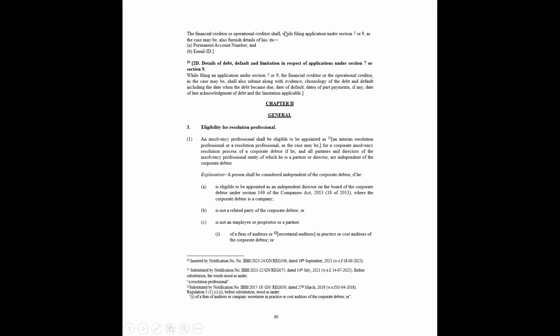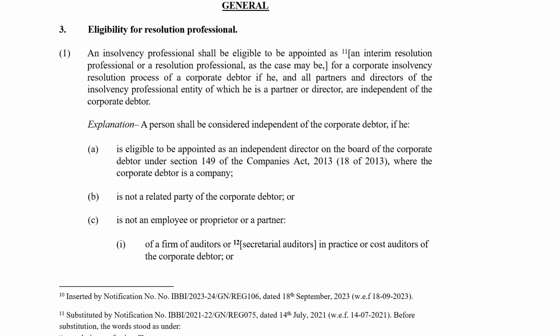Now let us see regulation number 3 also. What does regulation 3 say? Regulation 3 talks of the eligibility for a resolution professional who can be appointed. Because an insolvency professional is supposed to be an independent person, he should not have any conflict of interest with the corporate debtor, right? An insolvency professional shall be eligible to be appointed as an IRP or RP, as the case may be, for a CIRP of a corporate debtor if he and all partners and directors of the IPE of which he is a partner or director are independent of the corporate debtor. So independence from the corporate debtor has to be maintained, not only of that person but of all the directors and partners of the IPE of which he is a partner or director, right?